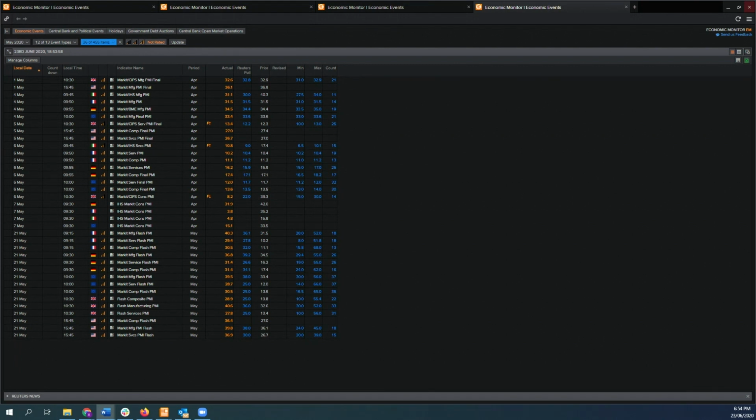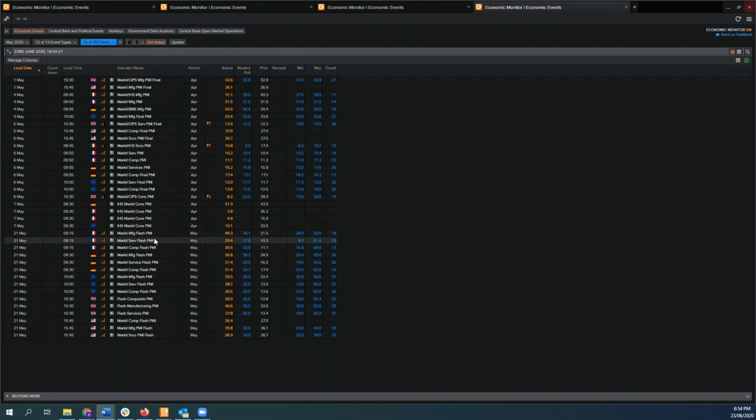But the situation that you want to avoid is really where you get a big beat in the first batch of data, but a miss in the second. So imagine that you get a big beat in the French data, but a miss in the German, or a big miss in the French and a beat in the German. That's not really the type of data that you want to be trading, because you'll have a lot of whipsaw in terms of the price action.